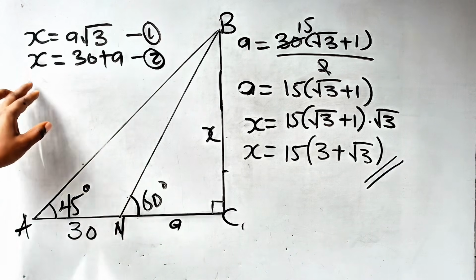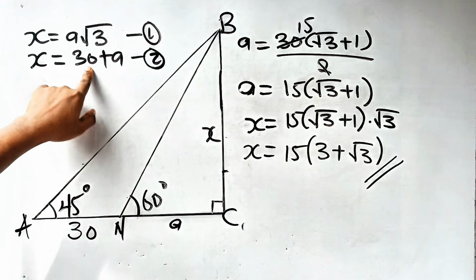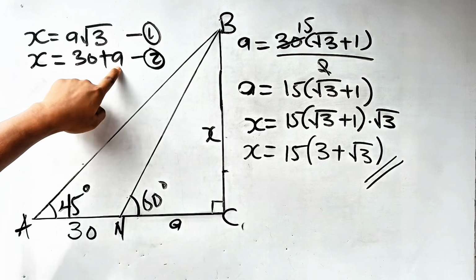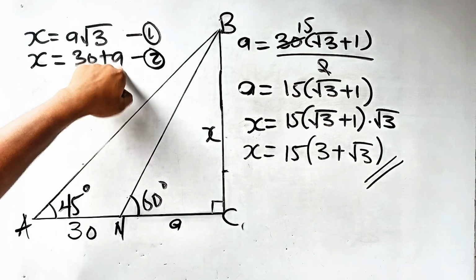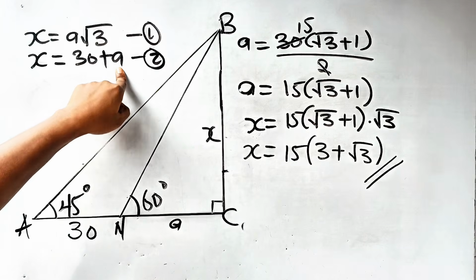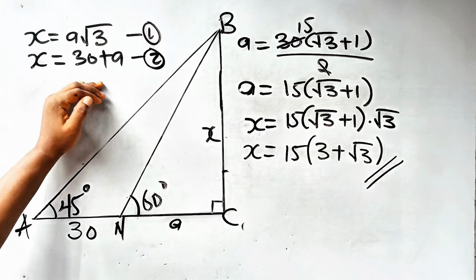You can still find the value of X using this. So it's going to be 30 plus our A, which is 15 brackets root 3 plus 1. So you still go ahead and solve and get your answer.